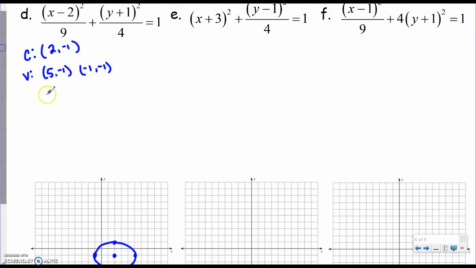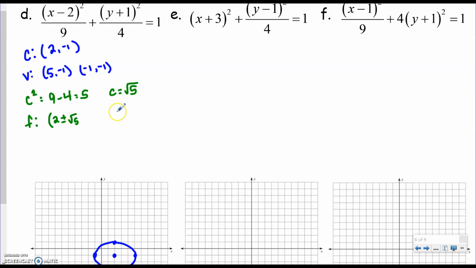I need to find my C. So remember, C squared equals A squared, which is 9, minus B squared, which is 4. So that gives me 5. So C equals the square root of 5. Since I'm going sideways, I'm going to do that's enough times C. My foci are at 2 plus and minus the square root of 5.